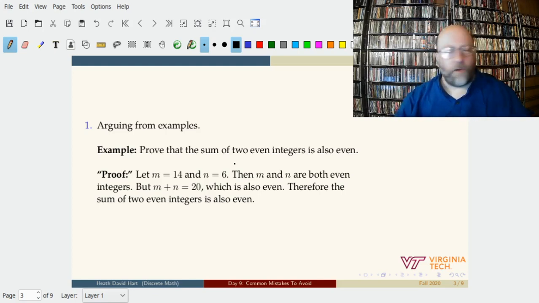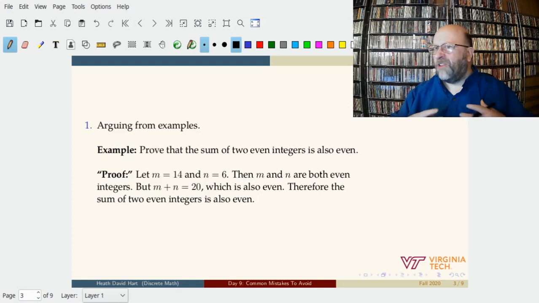One is arguing from an example. When you don't really have a good, strong understanding of how to prove something, but you can demonstrate it with an example, sometimes people substitute that example for the proof. Typically, this doesn't happen for very simple proofs, like proving that the sum of two even integers is even.